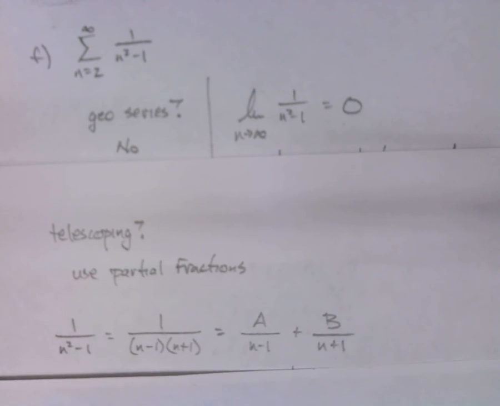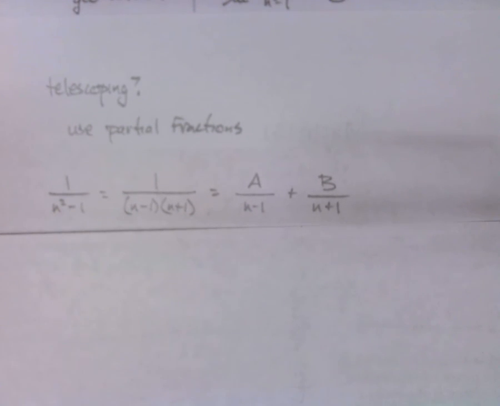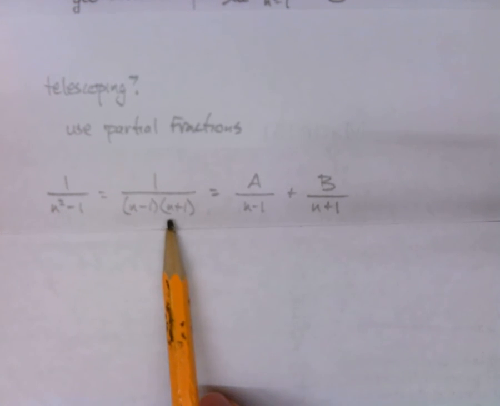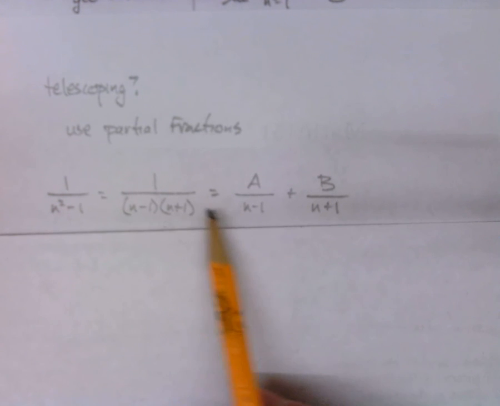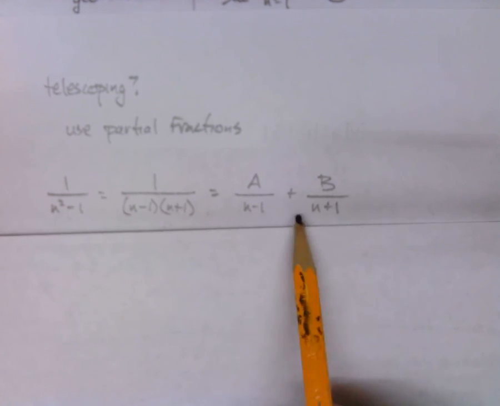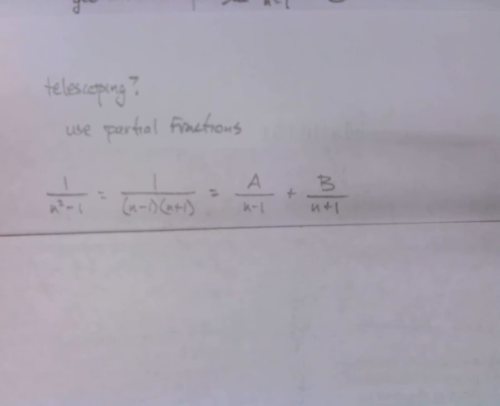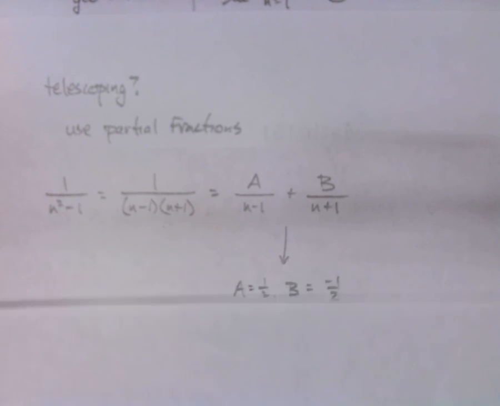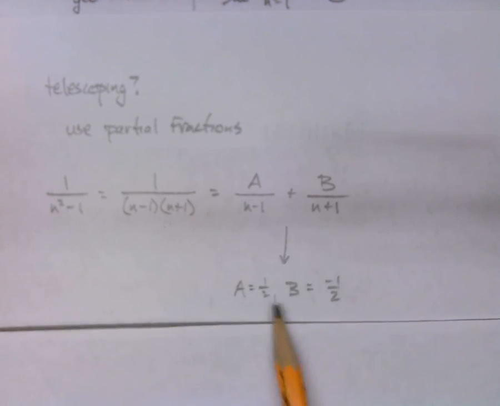I'm not going to show you all the details of these partial fractions. We've done this plenty of times. What I will show you is the factorization. Hopefully we all know that. And then it breaks up as a over n minus 1 plus b over n plus 1. We would go through the steps, and we would arrive at these values of a and b. So I'm just going to tell you that. There's some work in the middle, but let's not spend time doing that. There's my a, there's my b.